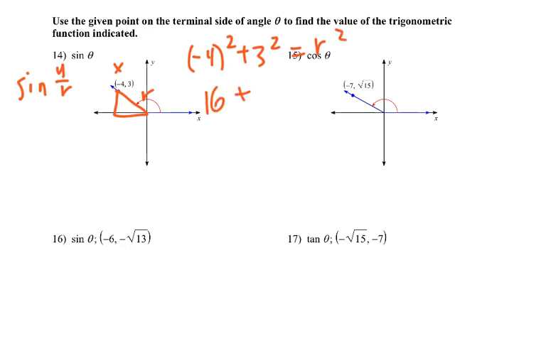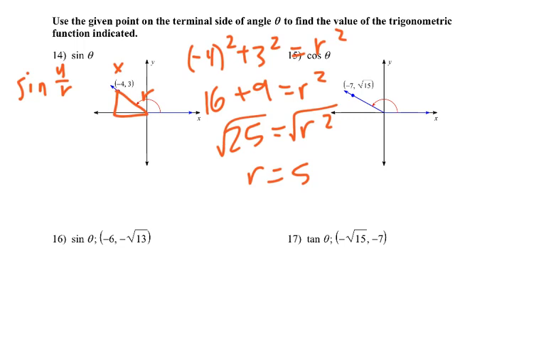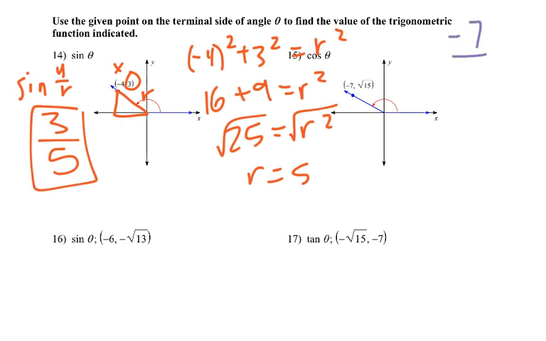So I have 16 plus 9. 16 plus 9 is 25. Take the square root of 25. My radius is 5. So for the sine, it's the y value 3 over the r value 5. So it would be 3/5. Okay. For the cosine, same idea. The only difference is we're dealing with the x. So cosine would be negative 7 over r. We just need to figure out what r is.